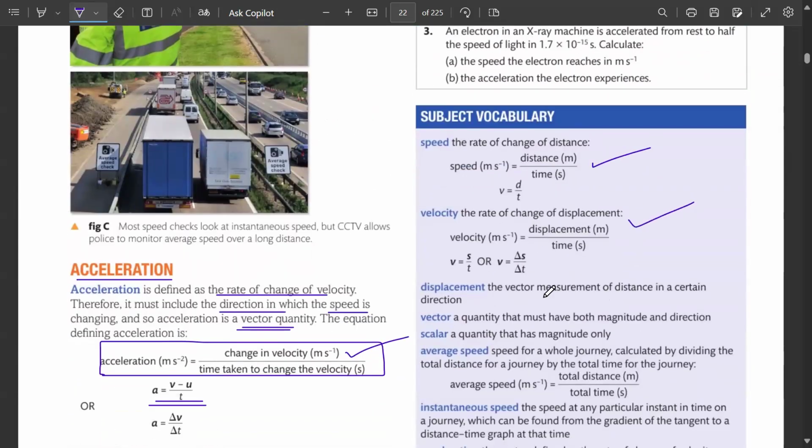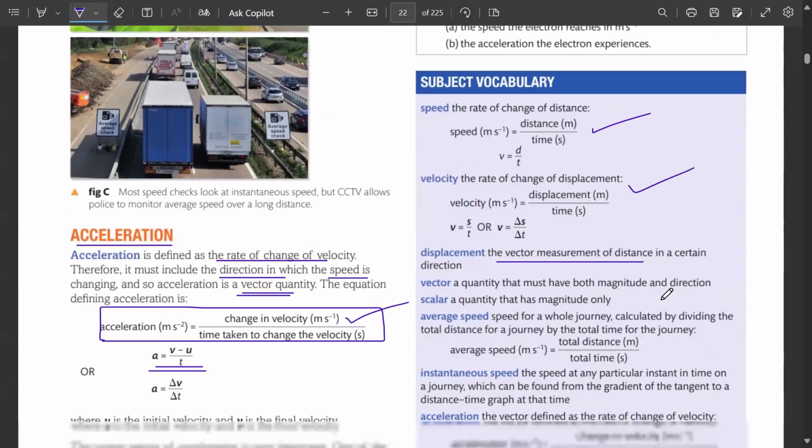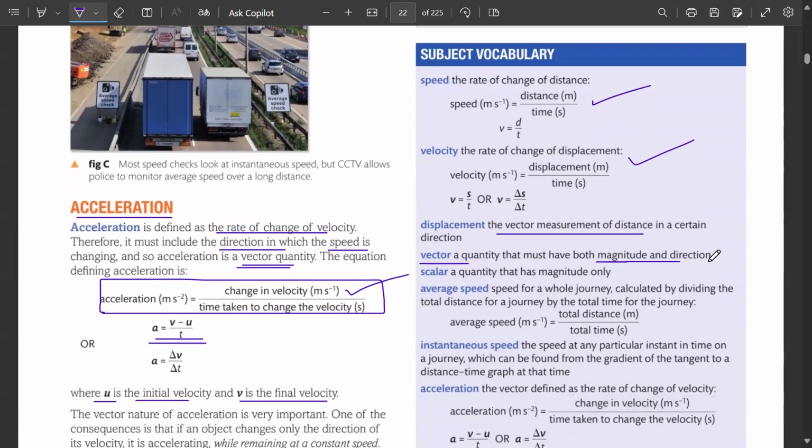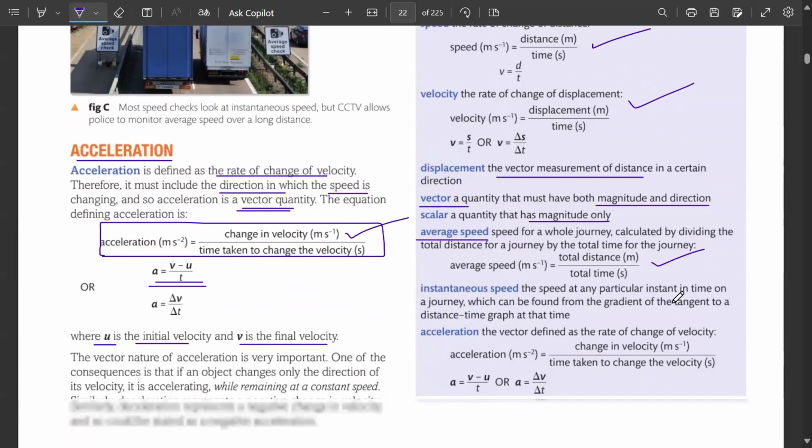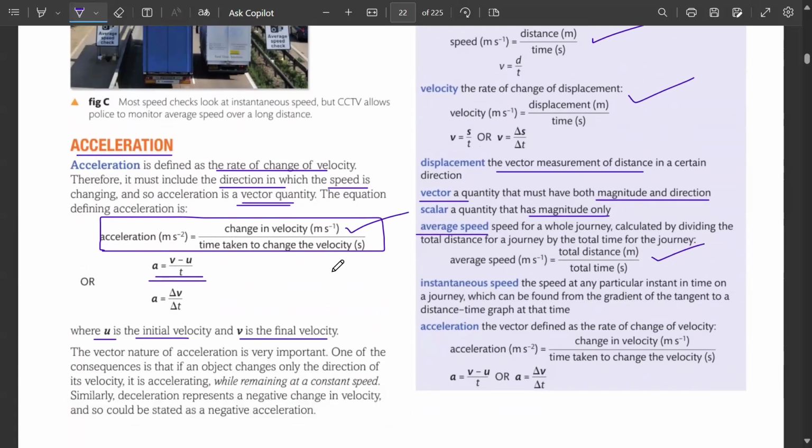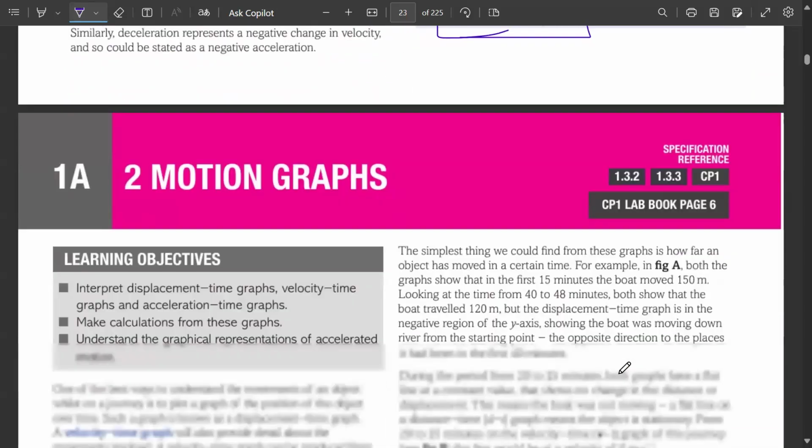So these are the different formulas. Displacement, the vector measurement of distance. What is a vector quantity? Having magnitude and direction. Scalar, only magnitude. Average speed, total distance over total time. Instantaneous speed would be found at one specific point. If this is the distance and this is the time, this is the graph, what was the speed at this point? You can check the distance at this point and check the time at this point. That would be your instantaneous speed. And acceleration is measured in meters per second squared by the formula of v minus u over t.